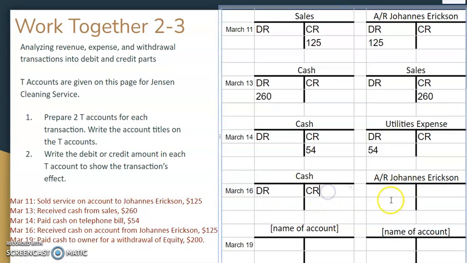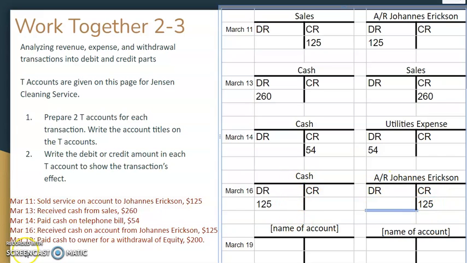We'll label our debit and credit sides. And we received cash, so cash will be debited, $125. And we will credit the accounts receivable, Johannes Eriksson. That actually brings that balance down. In fact, it looks like it probably pays off that March 11th charge she made. And so this is just transferring one asset for another. The accounts receivable goes down, the cash goes up.